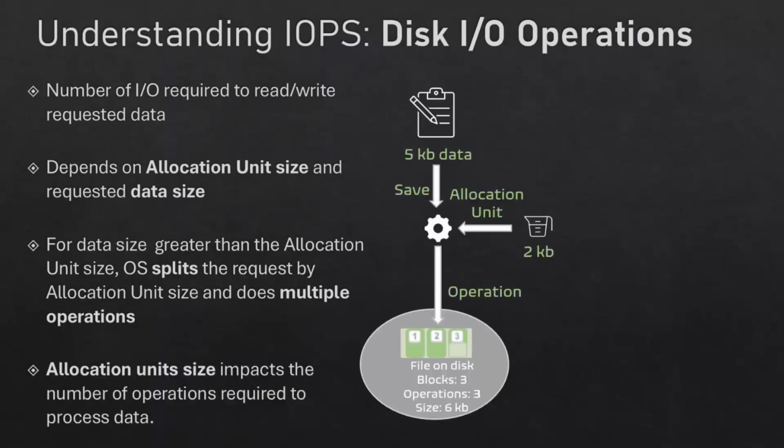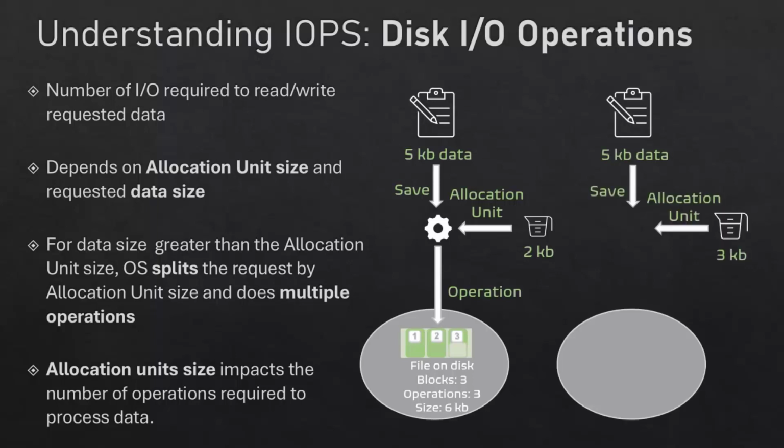So we had already seen this example where we had 5 KB of data with 2 KB to be written on a disk. Now let's say we have the same 5 KB of data, but we are using a 3 KB allocation unit.